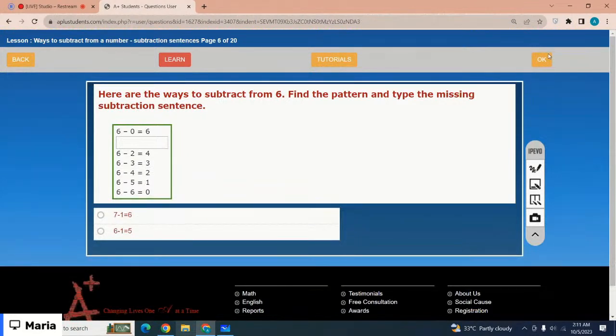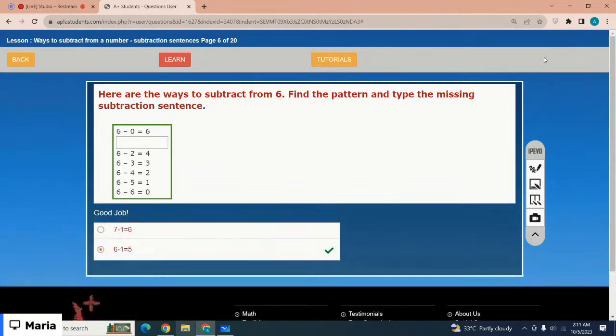Okay, here are the ways to subtract from 6. Find the pattern and type the missing subtraction sentence. So, which is missing? Very good. The missing one is 6 take away 1 equals 5, right? The correct option is the second one. 6 take away 1 equals 5 is missing, right?